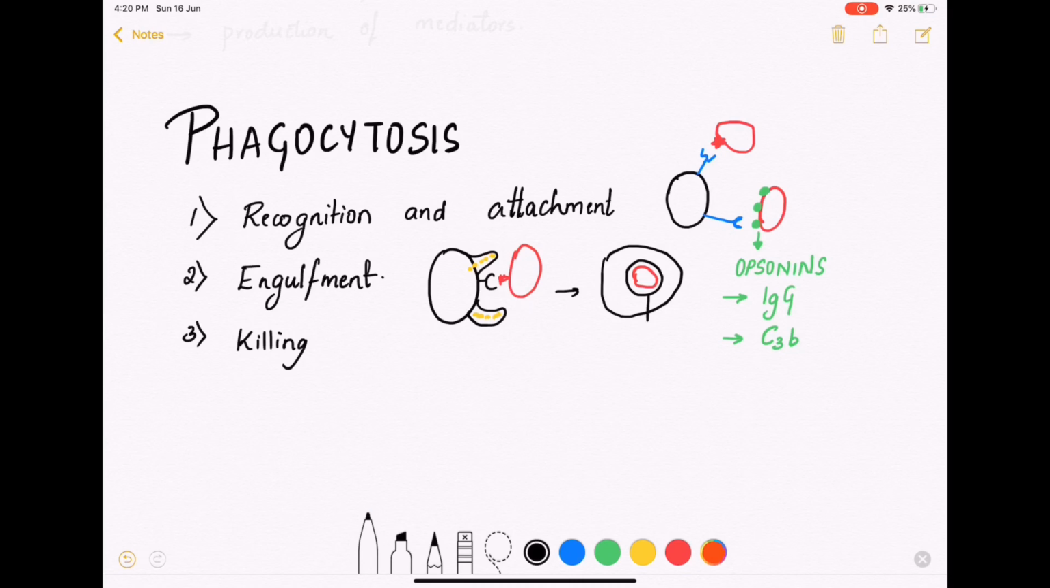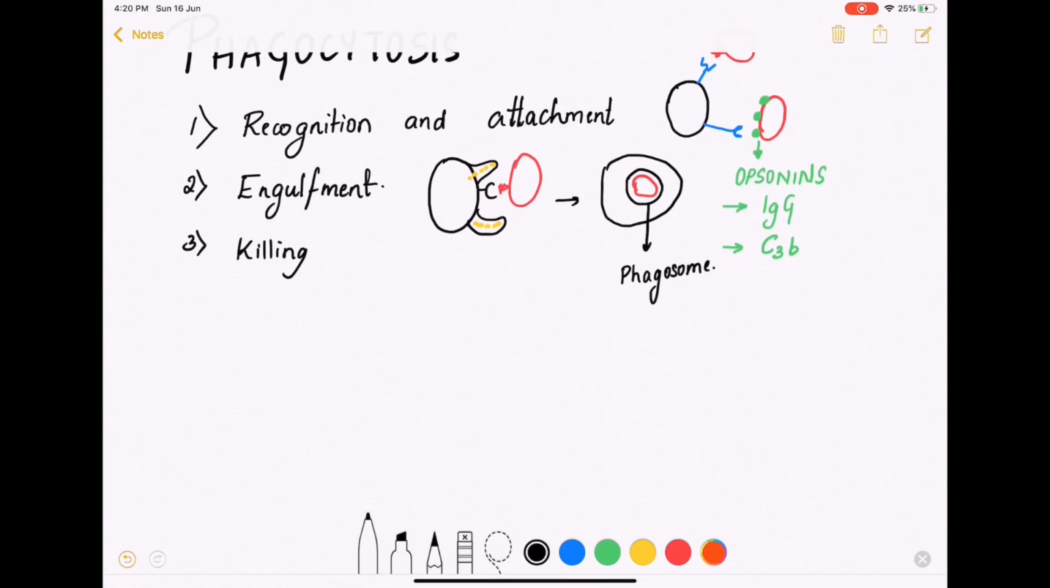And the vesicle in which the bacteria is contained is called the phagosome. Now what happens next is that there should be killing of the ingested microorganism. So for that, the first and most important thing happening is the fusion with the lysosome. There are some bodies called lysosomes which are present within the phagocytic cell, which contain many enzymes.